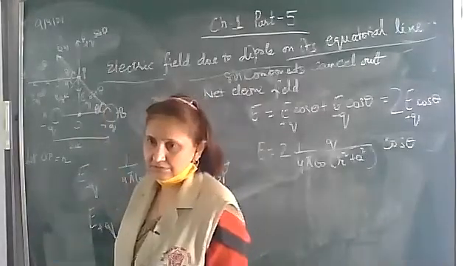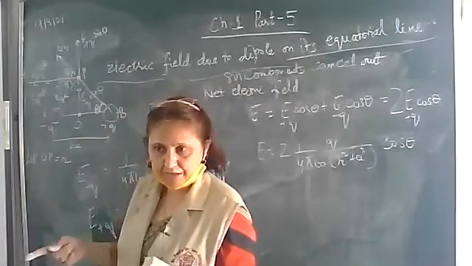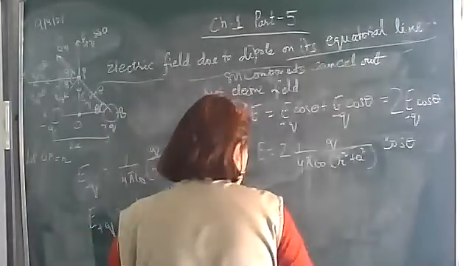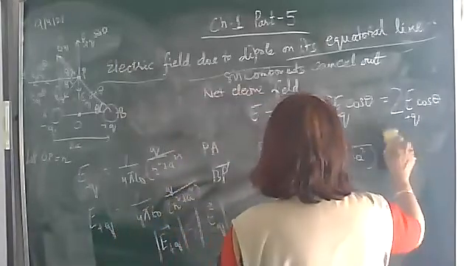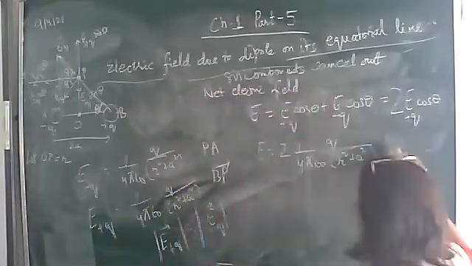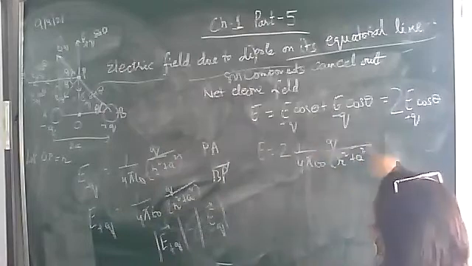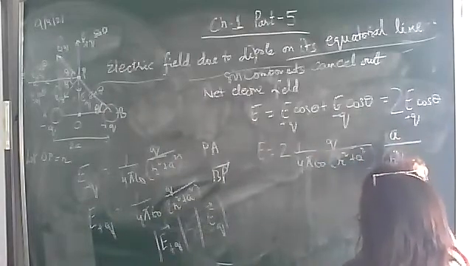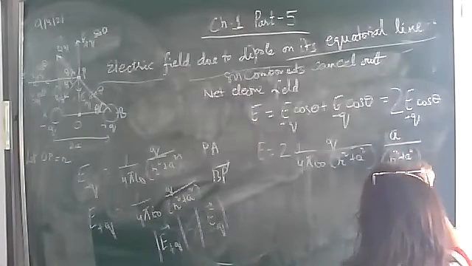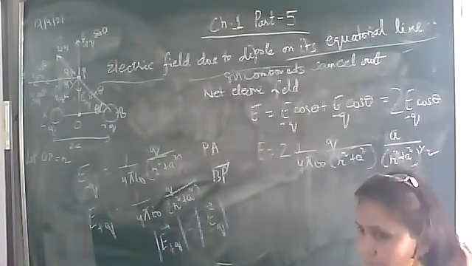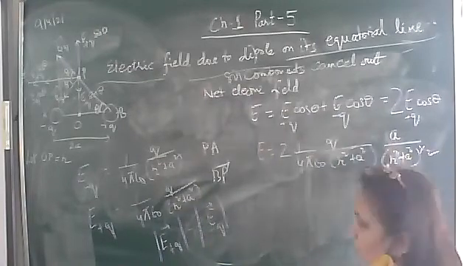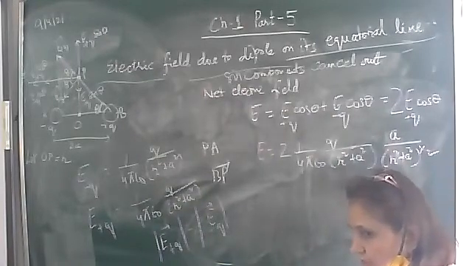Under root R square plus A square raised to the power half. Is it so? So cos theta here we can write down as, I am rubbing and writing here only, 2E plus Q. Cos theta is how much? A upon R square plus A square raised to the power half. Base upon hypotenuse is cos theta.